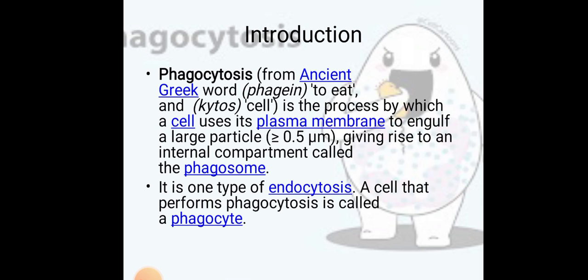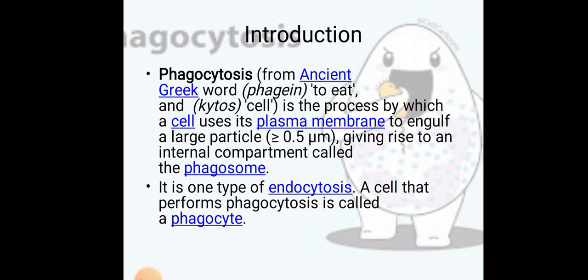Phagocytosis is a process for the engulfment of foreign particles and the intracellular killing of that ingested material. Basically, it is a Greek word, the meaning of which is to eat. It means the cells are responsible for eating or digesting that ingested material. Specific types of cells, with the help of their plasma membrane, engulf larger particles, giving rise to an internal compartment which is called the phagosome.